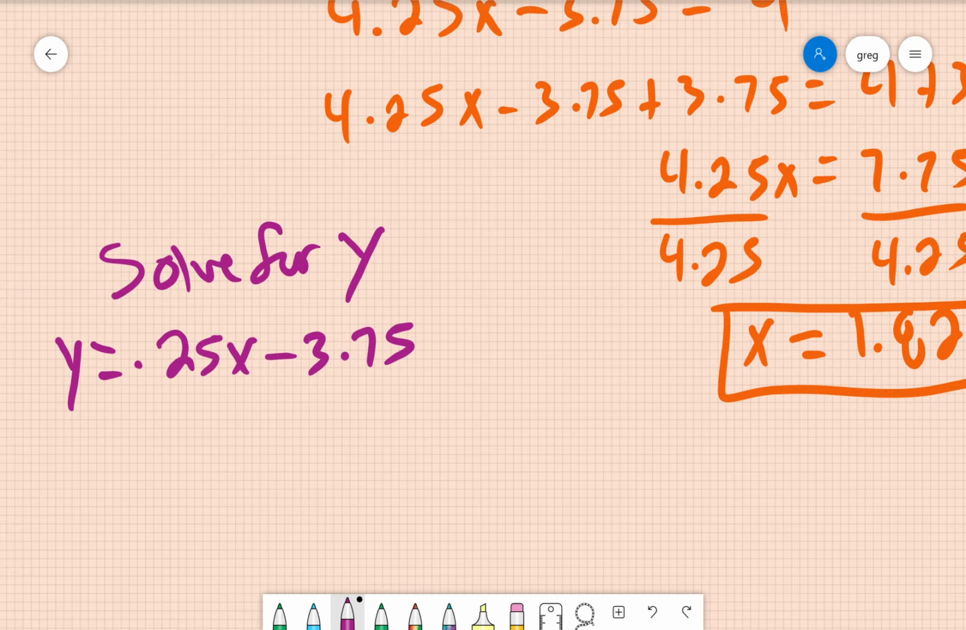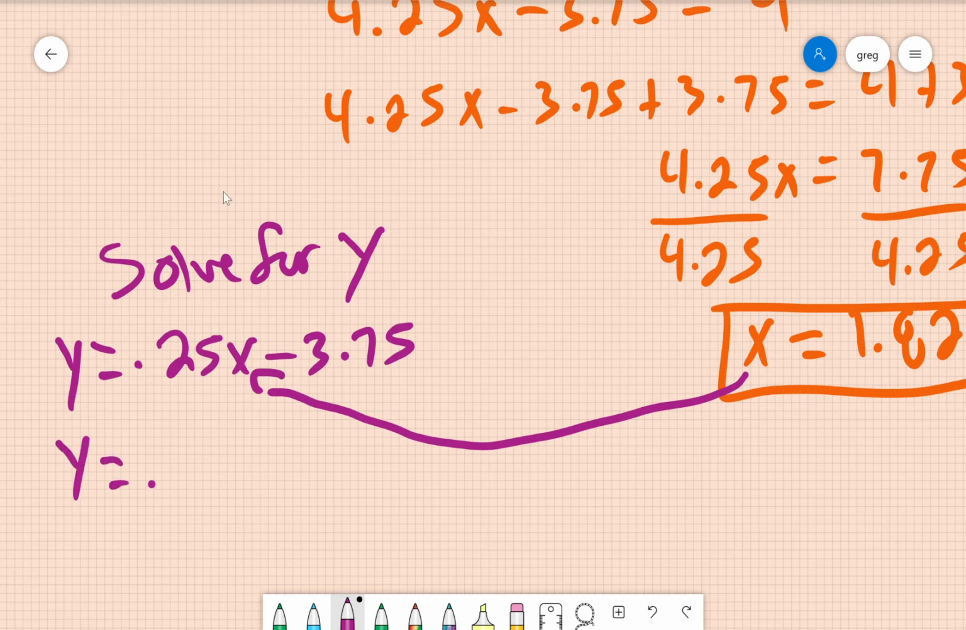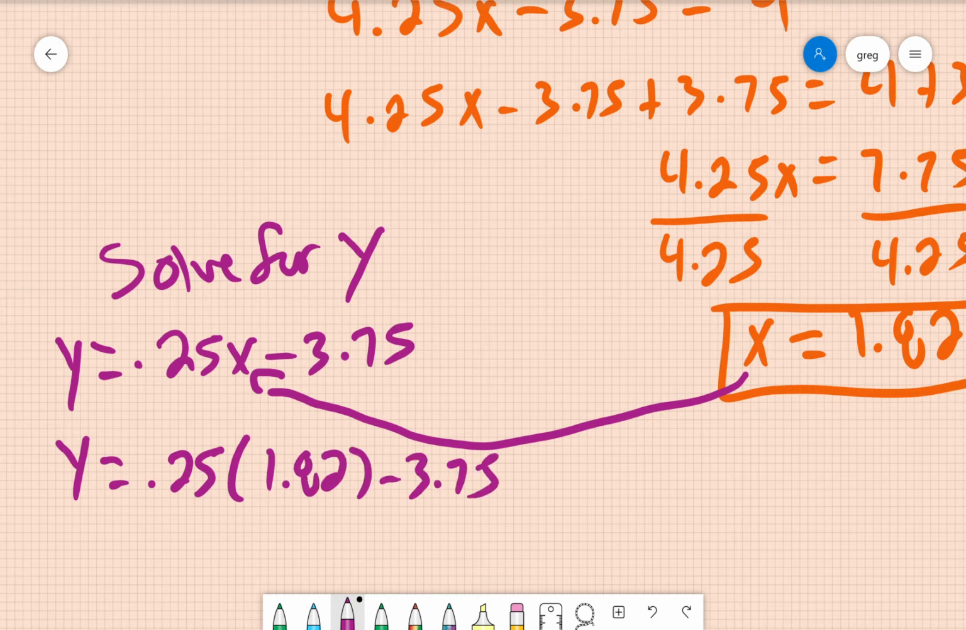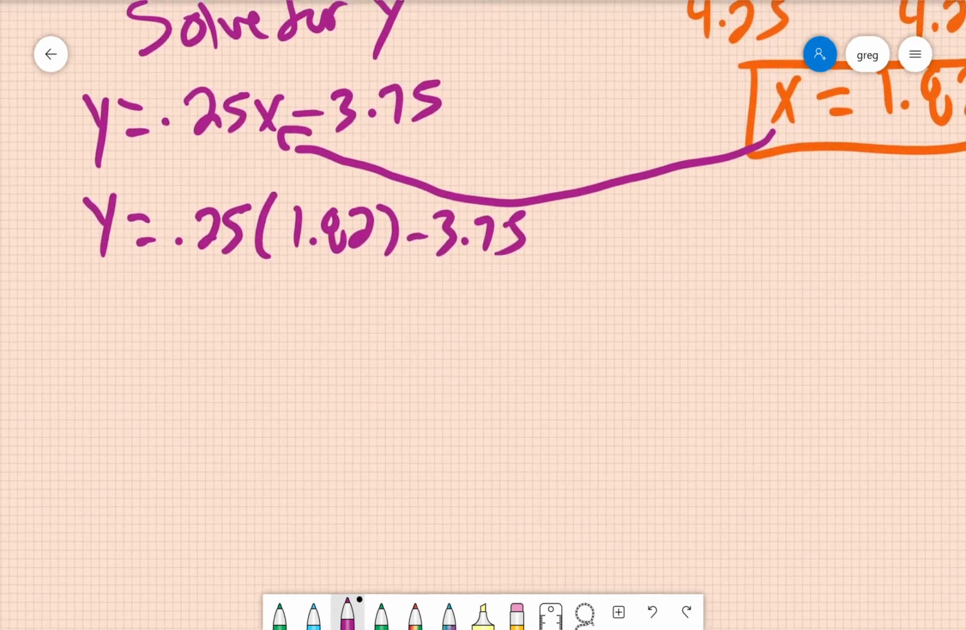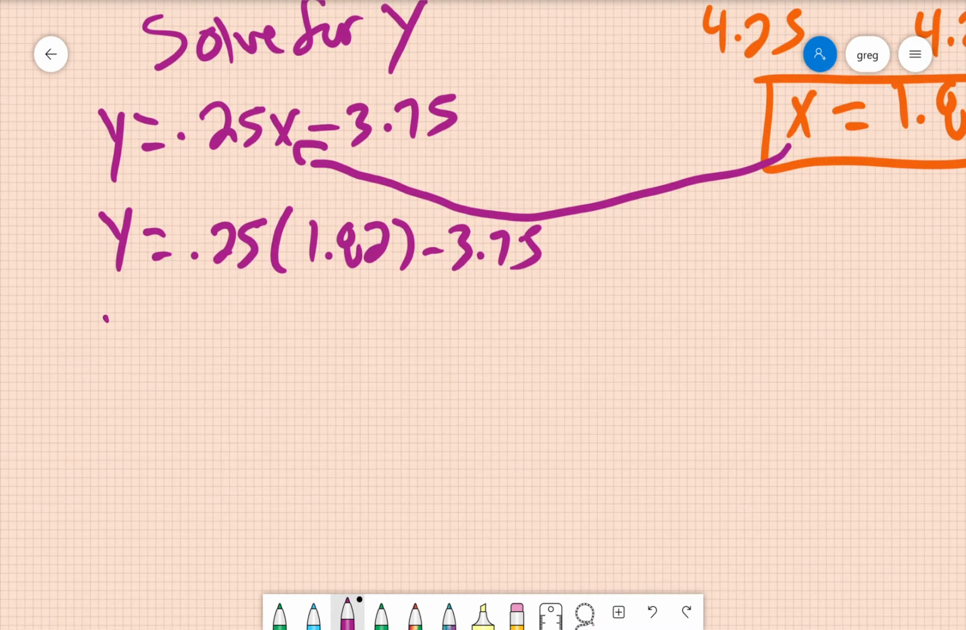And now I'm going to substitute in my value of x. So y equals 0.25 times 1.82 minus 3.75. So can somebody tell me, what is 0.25 times 1.82? Say it again. 0.455. Now, can I get some yays on this?